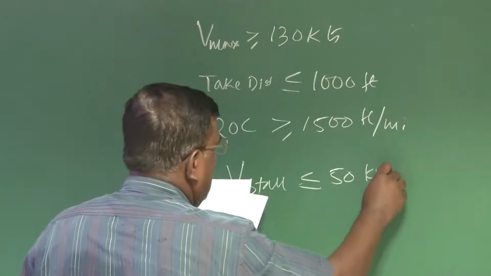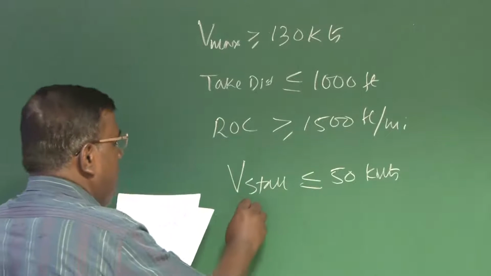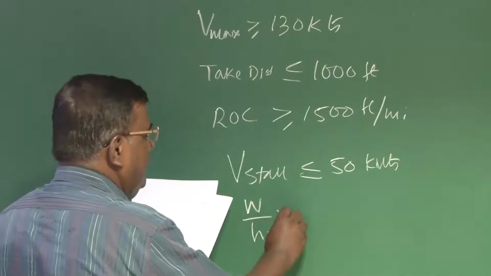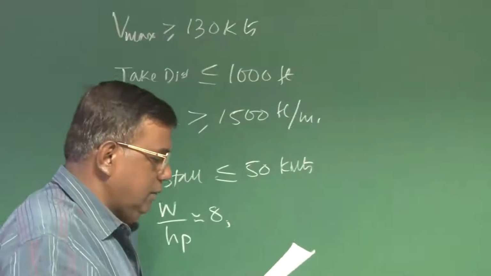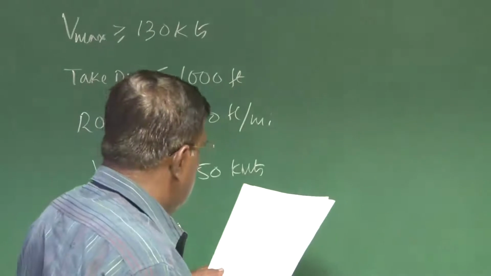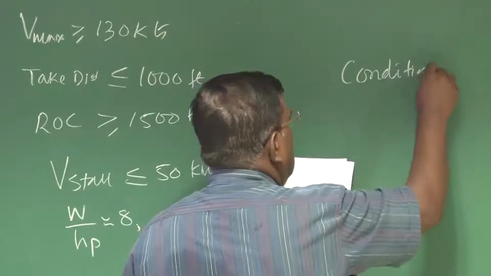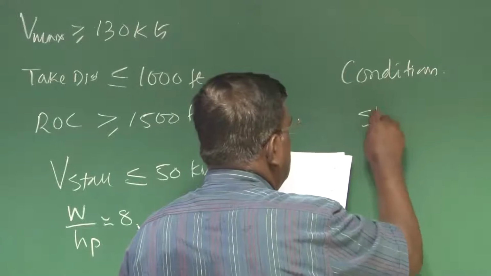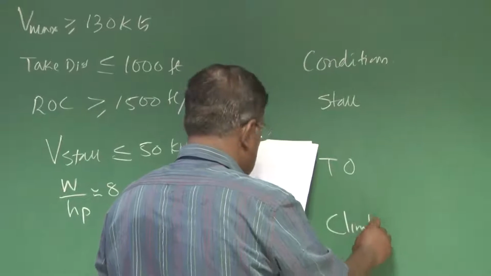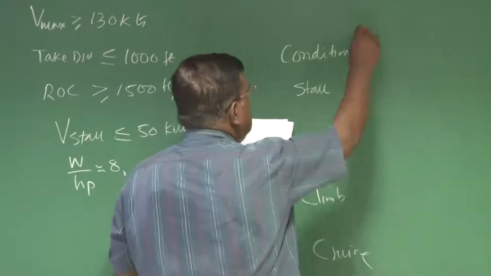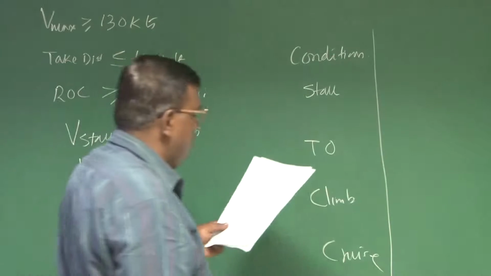And we have selected an engine based on the baseline airplane, and that power loading W by HP was around 8. Right? And when you calculated wing loading for different conditions, we got stall as one condition, takeoff another, climb, and then cruise. These 4 parameters we have considered just as an example to see how we're going to use it.